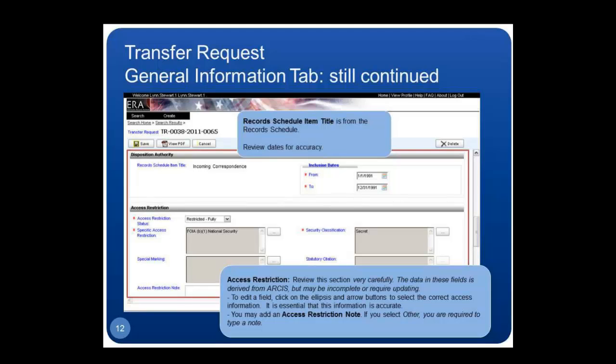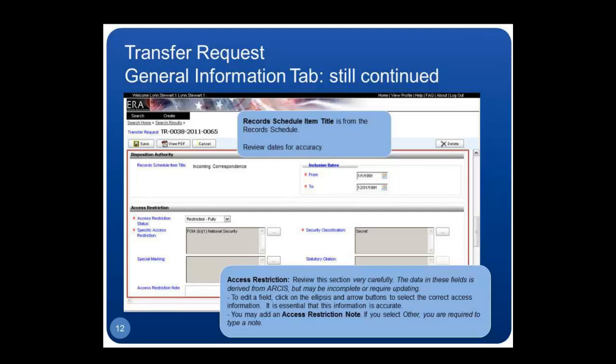Let me point out to you one of our brand new video FAQs, I believe it's the second one, on how do I identify access restrictions such as FOIA exemptions on a transfer request in ERA. Again, it's not very long, but it's a very useful little few minutes of your life, and it's now available.